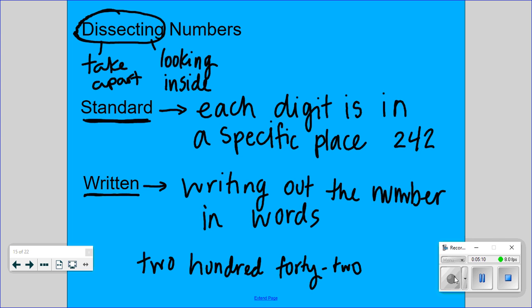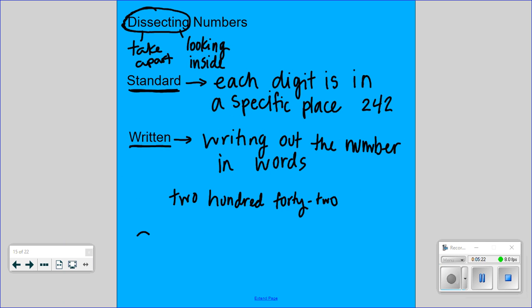These are ways to look inside a number. Sometimes you can do that. The way that we're going to use to look inside a number is called expanded form. Yep, go ahead and write that down. A lot of you have had experience with expanded form. Raise your hand if you have used expanded form before in second grade. You might remember when we look at it.